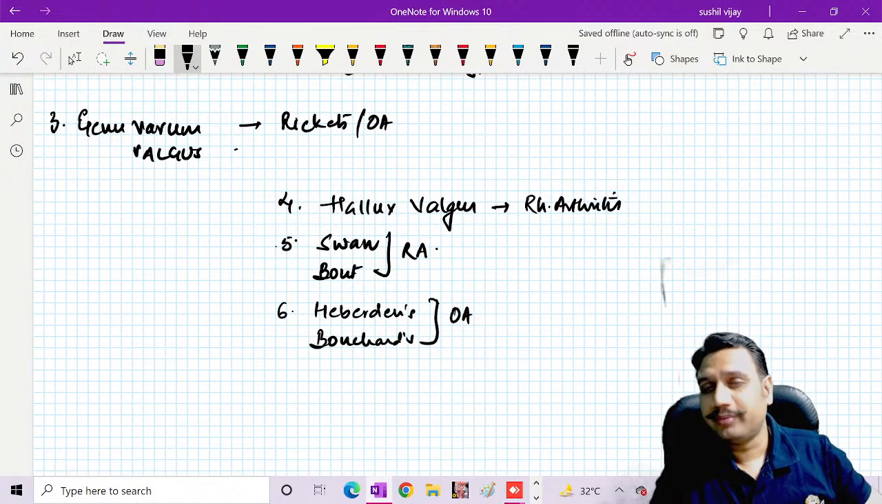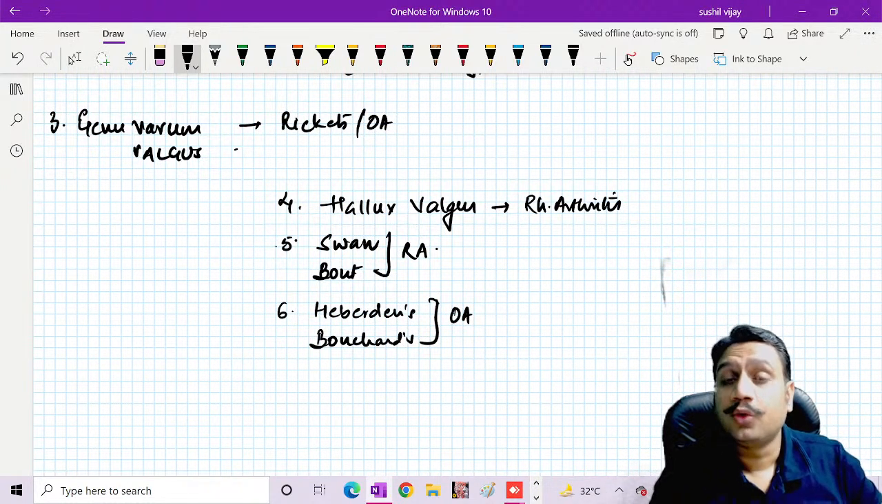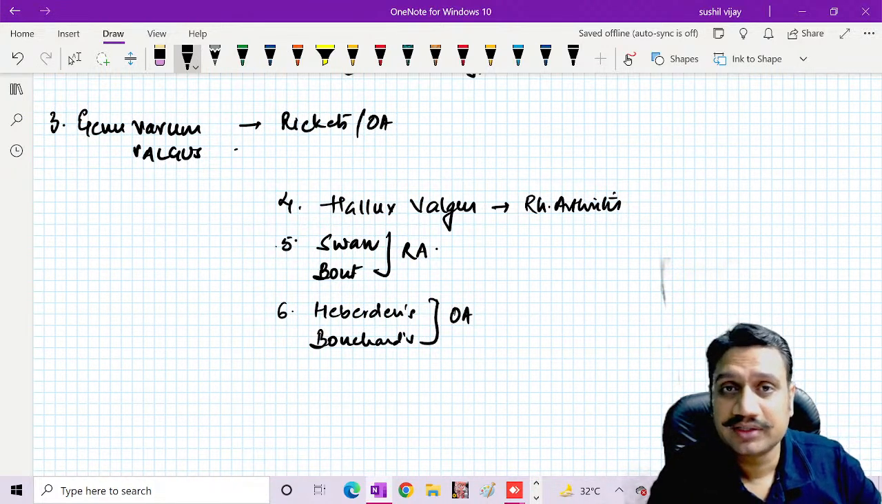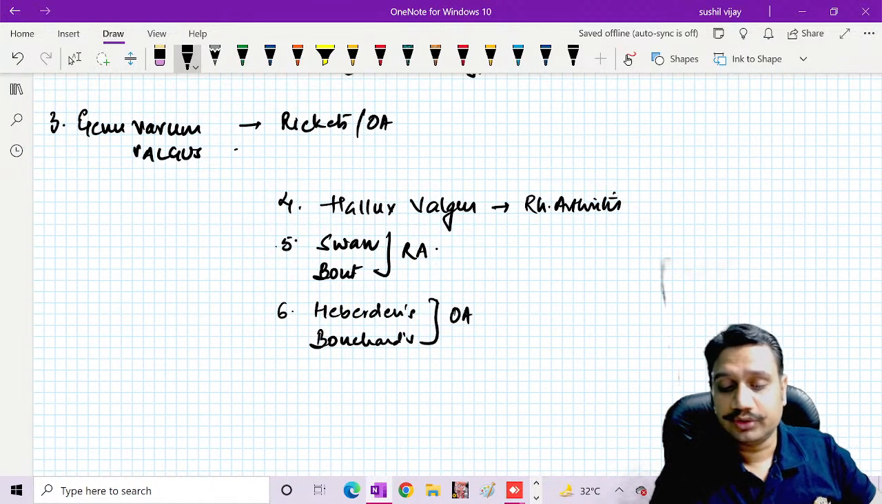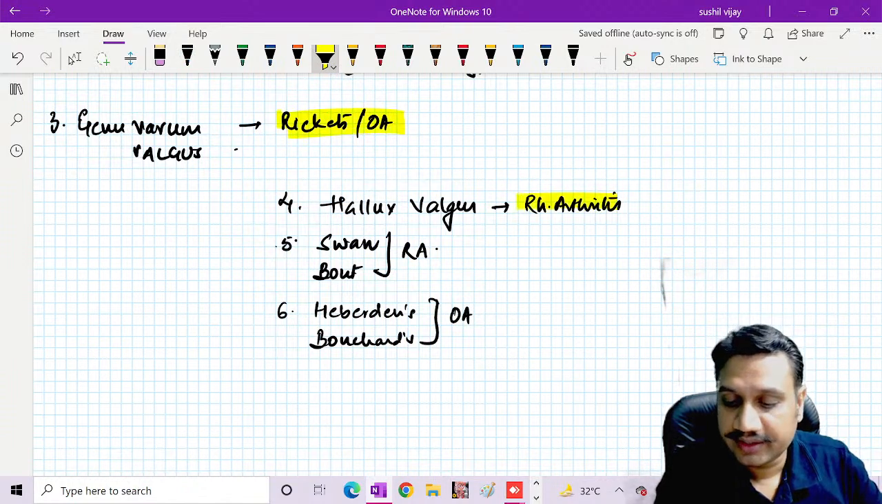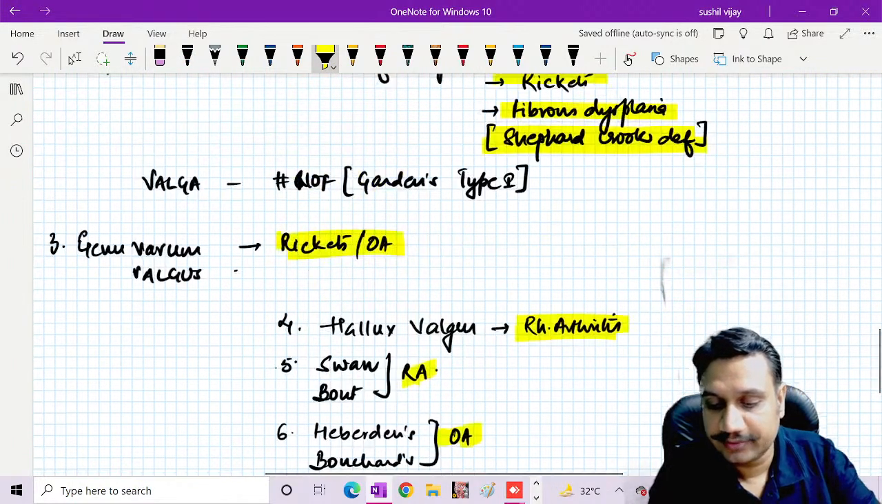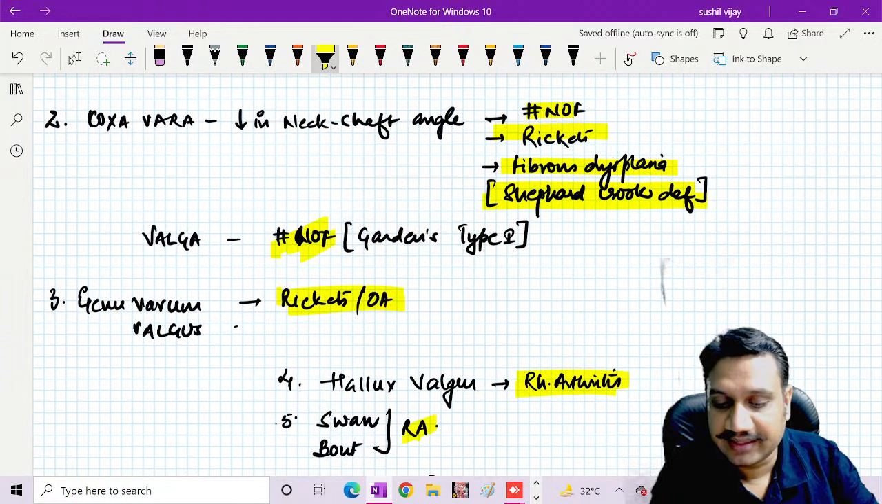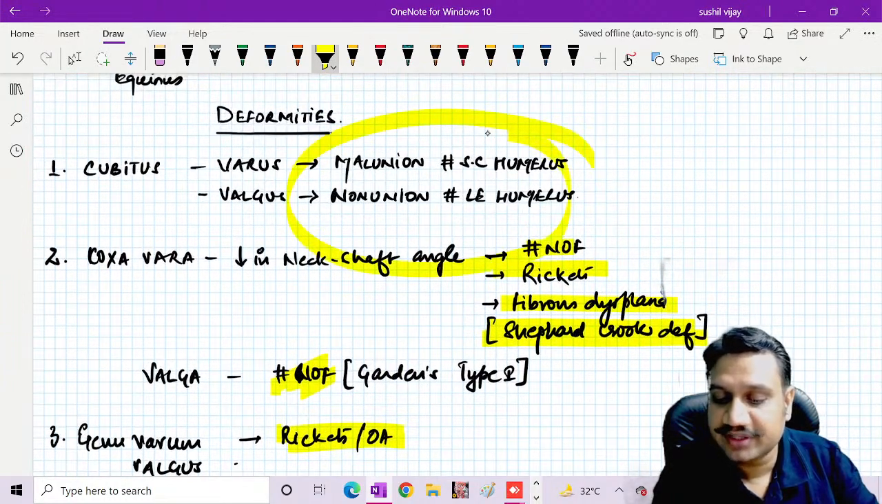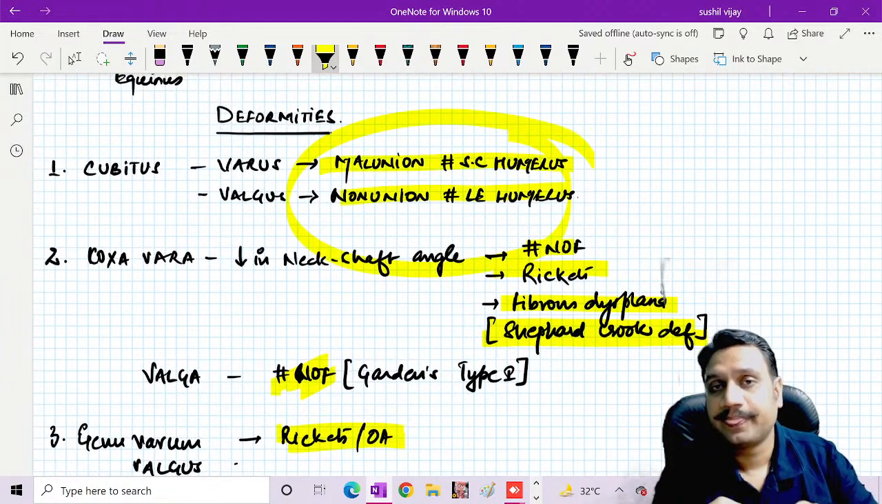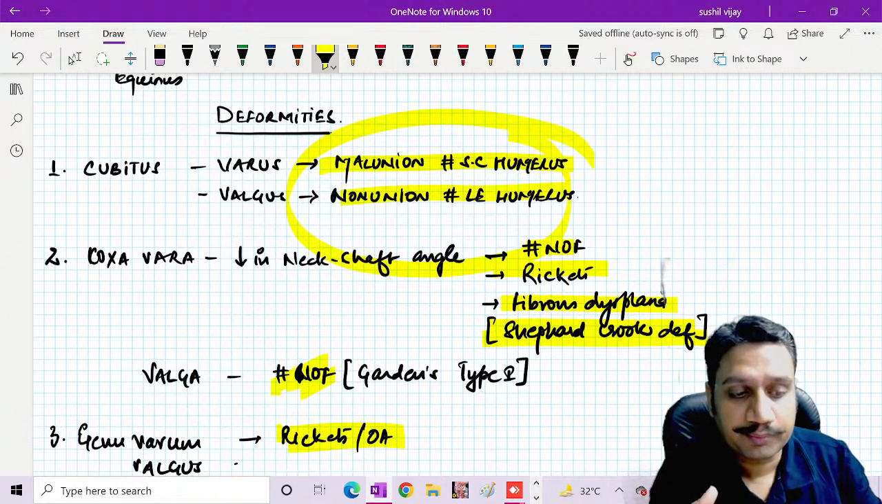So remember the deformities, how they are seen, why they are seen in a particular disorder. That's very, very important, so do remember them. So rickets, OA, RA, osteoarthritis, rheumatoid, like that, fracture neck femur, and these all make our MCQs in all our exams, right? So these are 3 or 4 potential areas.